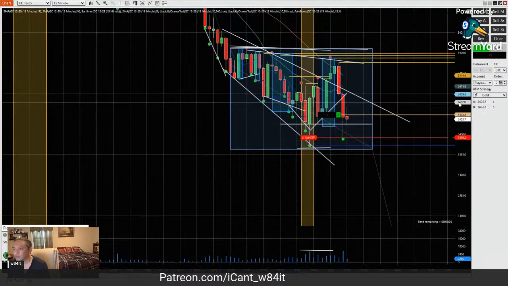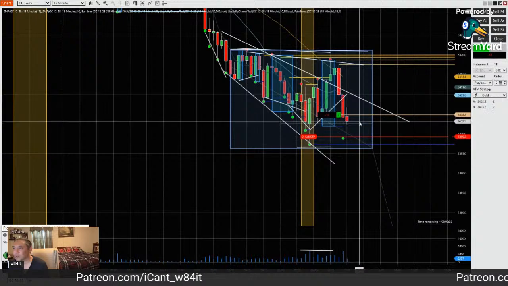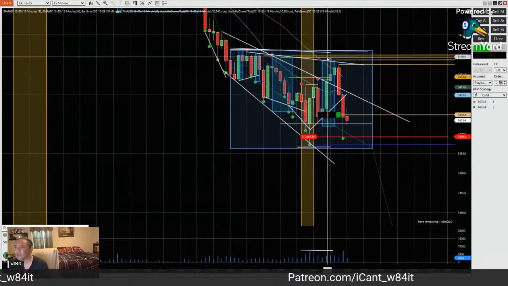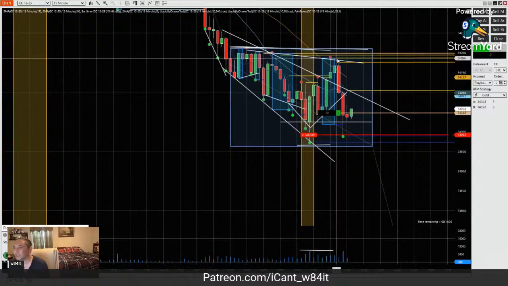And so we'll see if this holds up or if it actually uses this to dump down. It might use this to dump down to grab more liquidity because it took it all the way up here, right? Manipulate this high.